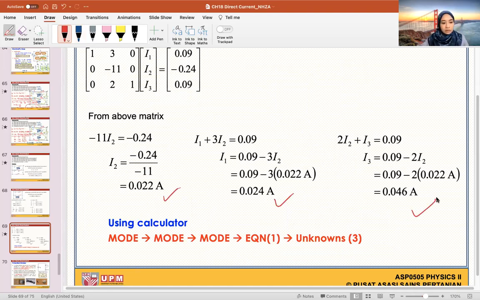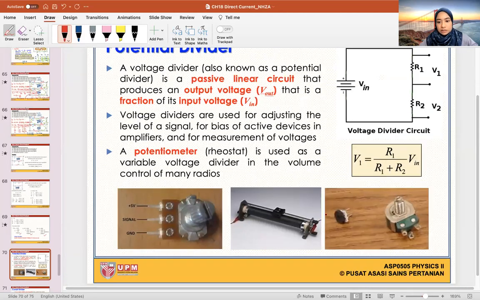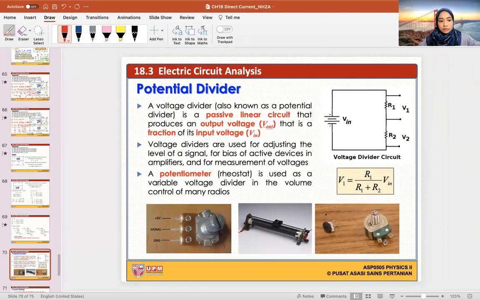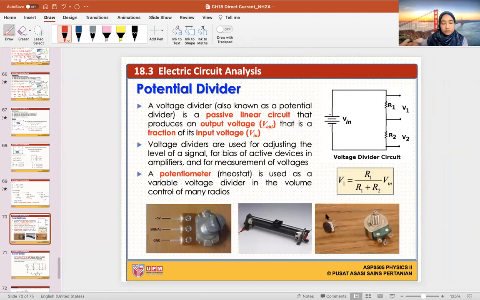Moving on. So there's a thing called a voltage divider. Wait, I need to shrink the slide. So voltage divider or potential divider, and there is another term called current divider. So remember I told you when we have a circuit and a battery, but we have 2 resistors or 3 resistors, the voltage is divided among them. And V1 plus V2 must be equal to the battery. This is what I told you.